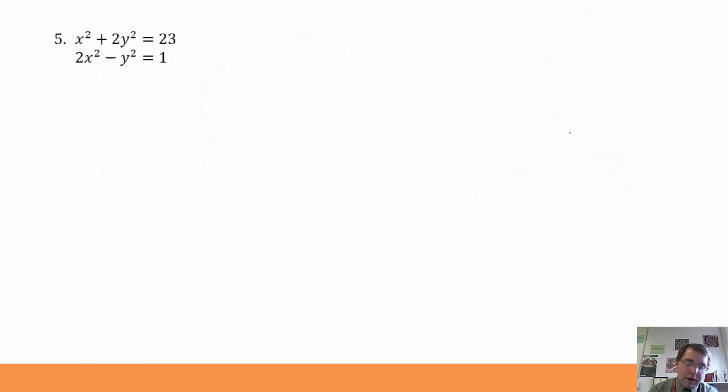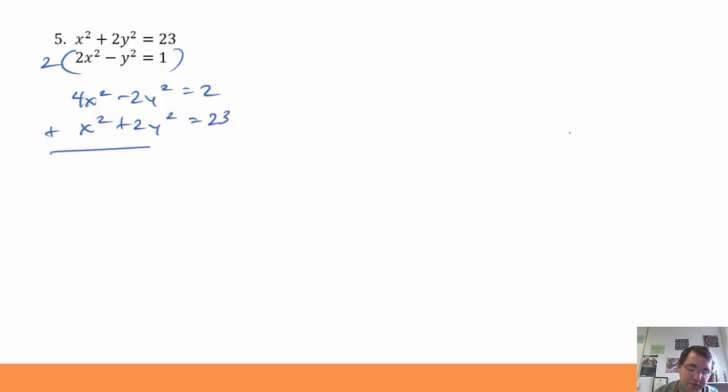And last example, number 5. X squared plus 2y squared equals 23, and 2x squared minus y squared equals 1. Okay? So I've been using the substitution method. Remember, there's another method, linear combination, and that will work here. If I were to take the second equation and multiply that by 2, all the way through, I'll end up with 4x squared minus 2y squared equals 2. Notice that if I add that to the first equation, my y terms will cancel out.